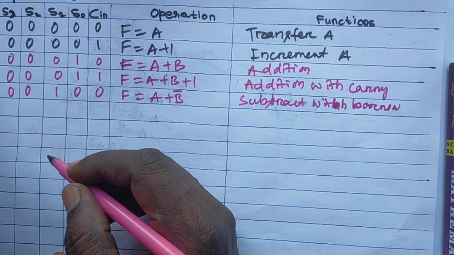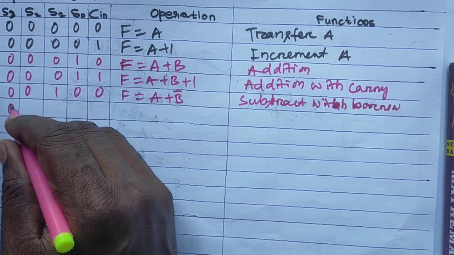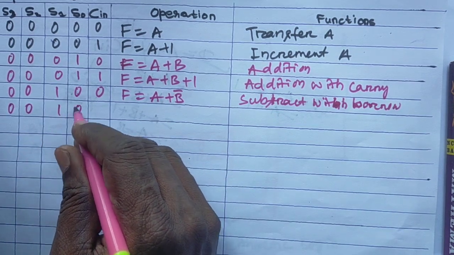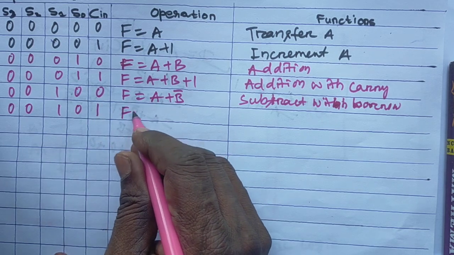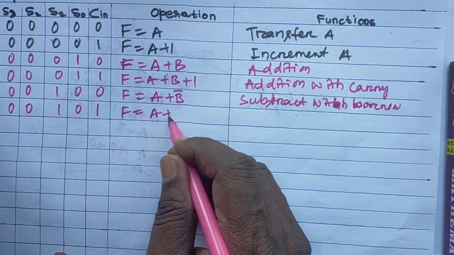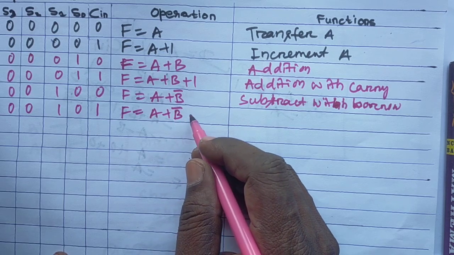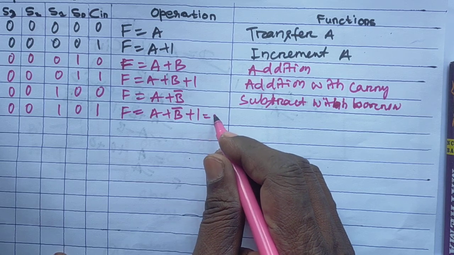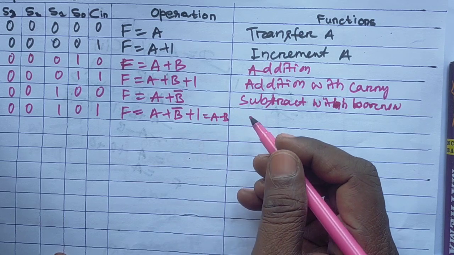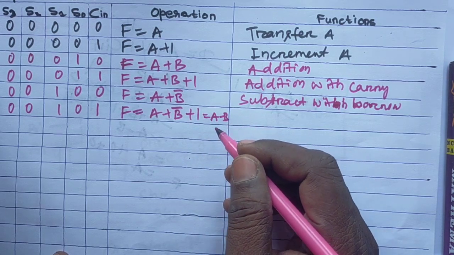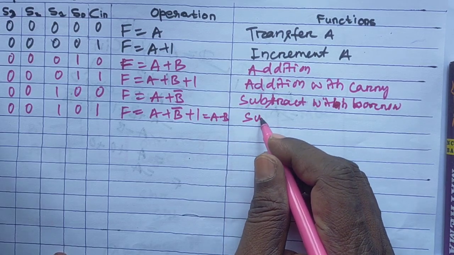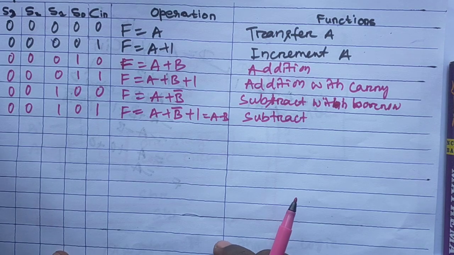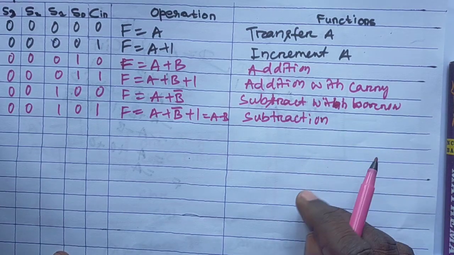Next, again we will see it is a 0 0. Okay, here will be 1 0, here will be 1. So F is equal to what happens? A plus B complement. Okay, A plus B complement plus 1. B complement plus 1 means obviously A minus B. You can write A minus B. Okay, since it is A minus B, what you write is simply subtract, or subtraction we can also write.